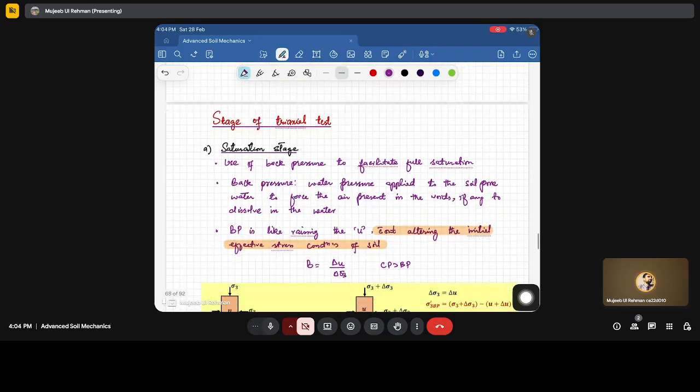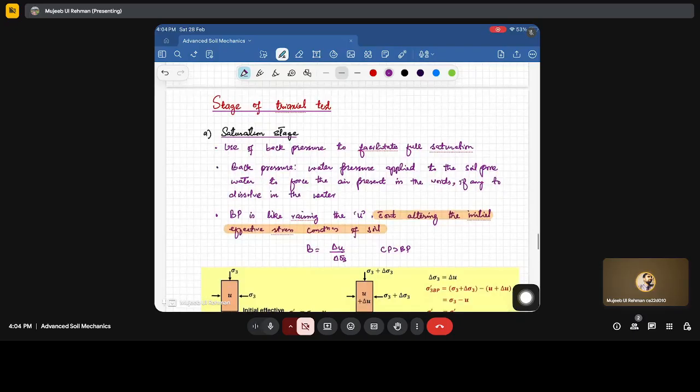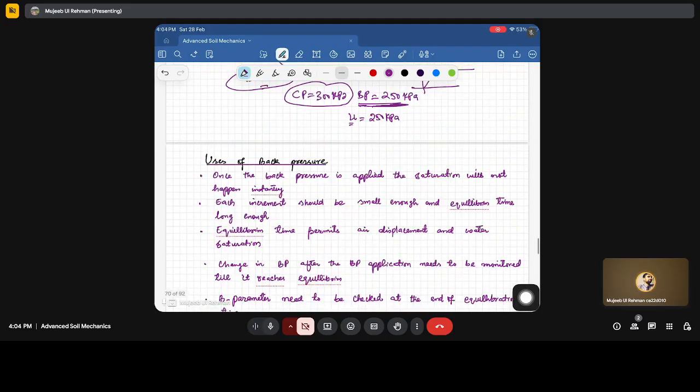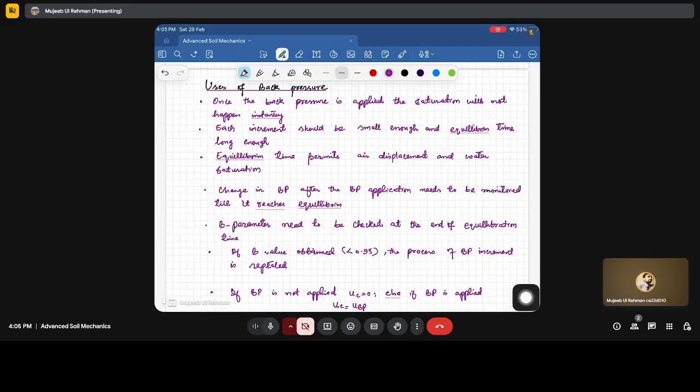Now the different stages. The first stage is the saturation stage. It ensures that the soil is fully saturated and the B value is greater than 0.95. We have to take care that whatever back pressure we apply should not alter the initial effective stresses of the soil. When we give a back pressure, we should not do the B calculations immediately. We have to give a sufficiently long time for the pressure to equilibrate, and then we can do the B check.